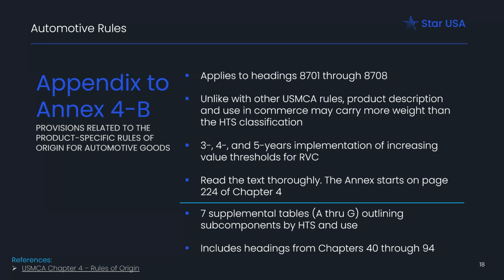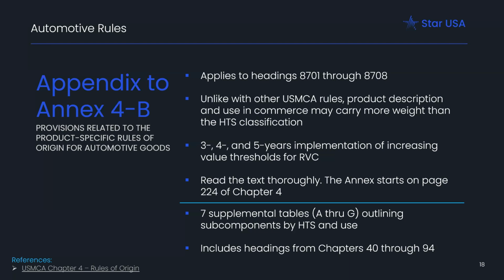There is also a sliding scale of implementation. There are 3, 4, and 5-year targets for implementing increasing value thresholds for RVC, ensuring that countries have time to implement certain requirements in order to promote production within the member countries. So today, the threshold for how much regional value content you need for certain items is less than what it will be 2 years from now, and 3 years from now, and 4 years from now, eventually reaching that max at that 5 years after implementation threshold. Again, read the text thoroughly.